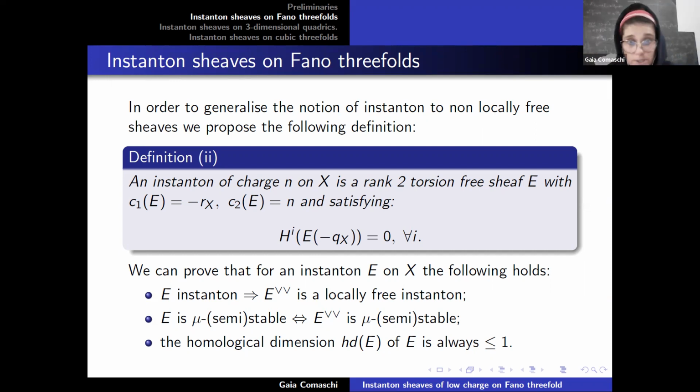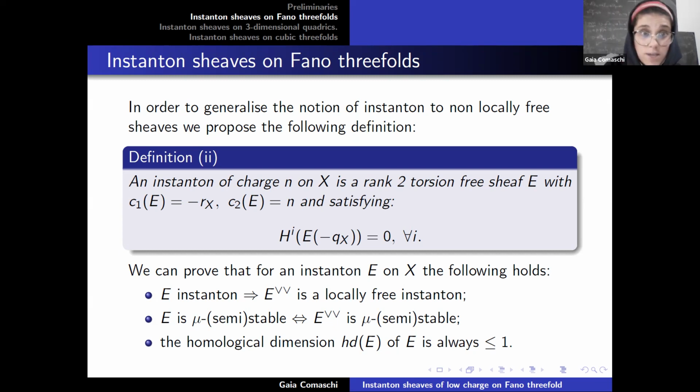Some preliminary properties that we can easily prove for instantons are the following. So similarly to what happens on P3, whenever we take an instanton, the double dual is always a locally free instanton. Then we have the following, that is simply due to the fact that we are considering torsion-free sheaves. So the mu semi-stability of E is equivalent to the mu semi-stability of its double dual. And we have that each instanton sheaf has homological dimension less than or equal to 1. So E is either locally free or it has homological dimension exactly equal to 1.